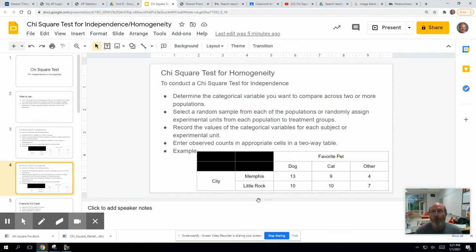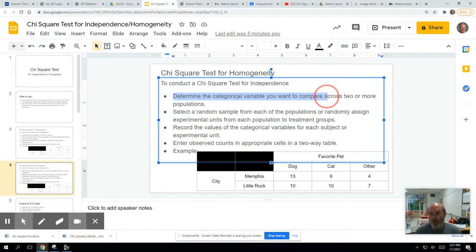A chi-square test for homogeneity, remember, homogeneity means the same. Here we're going to determine the categorical variable. Remember, it's one categorical variable now that we want to compare across two or more populations. We're going to select a random sample from each of the populations, or randomly assign experimental units from each population to treatment groups. We're going to record those values. These, again, are our observed counts for each subject or experimental unit. And then we're going to enter the observed counts in appropriate cells in a two-way table.